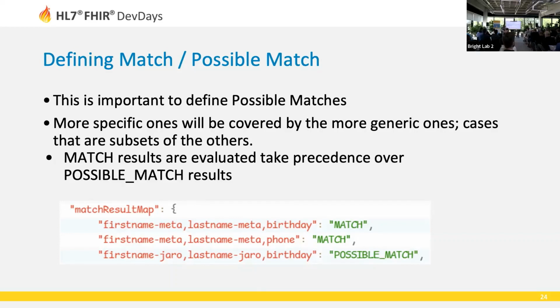More specific ones will be covered by the more generic ones. So again here, if I just mention first name meta, last name meta, and my second entry is first name meta, last name meta, birth date, the more generic one will cover the specific one. So I always recommend creating a table for yourself, write down the variables and check marks, and make sure you don't come up with duplications, or just get rid of the specific ones.